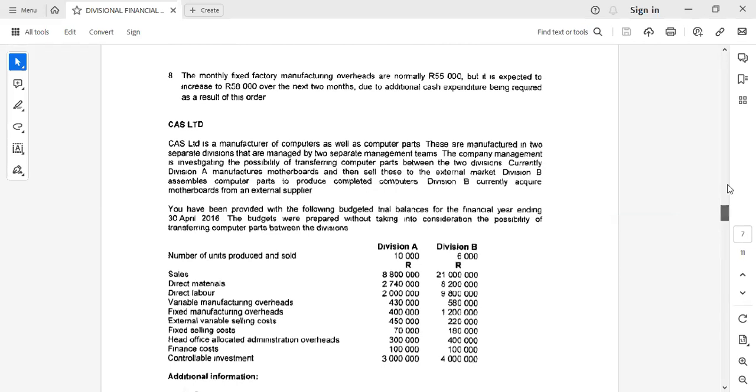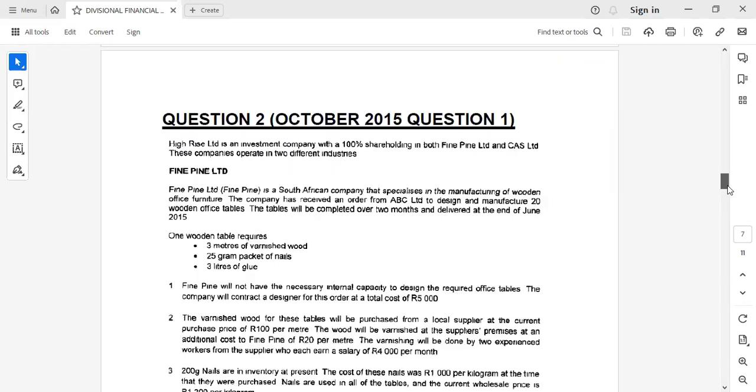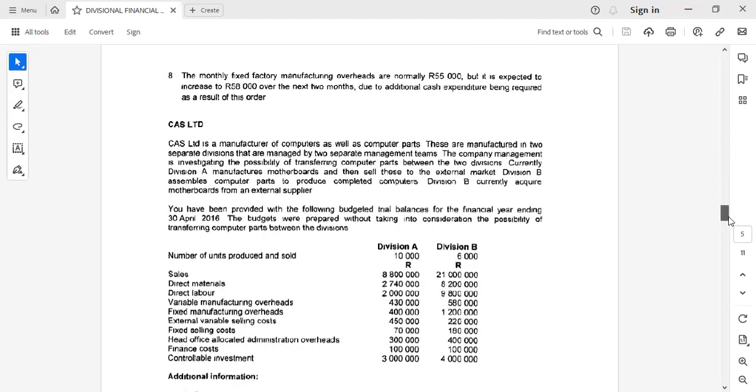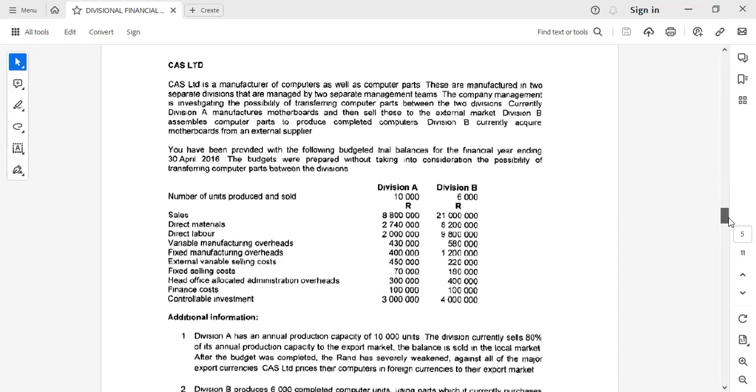Highrise is an investment company with 100% shareholding in both Fine Pine Limited and CAS Limited. These companies operate in 2 different industries. Let's skip Fine Pine here. It has nothing to do with what we want today. For those who want, you can try to do it, but we've done it before. CAS Limited.